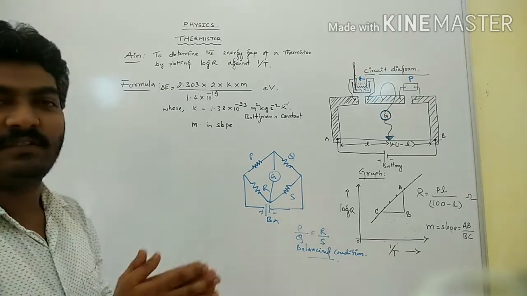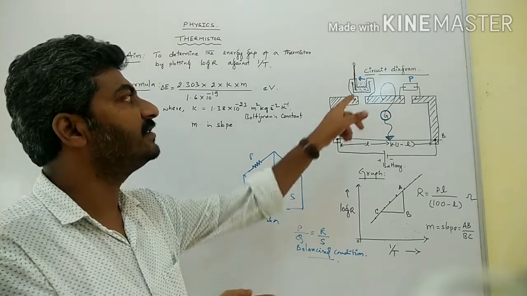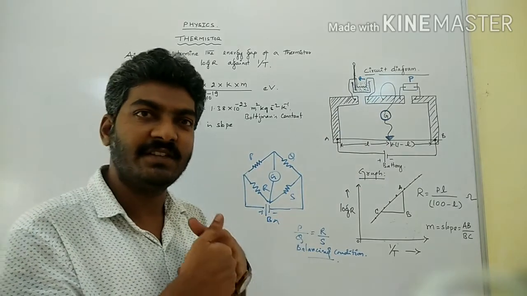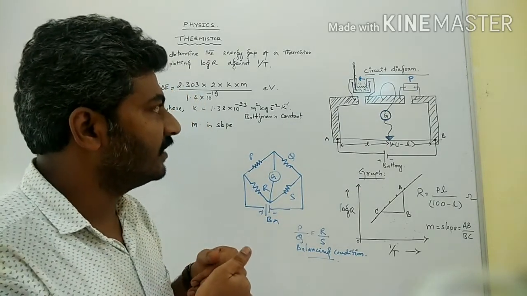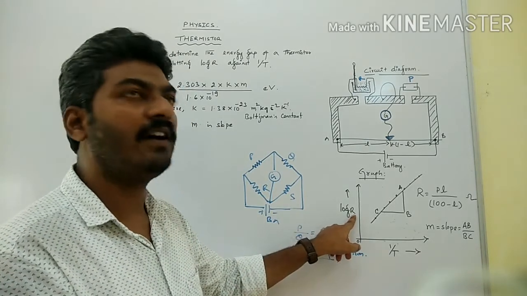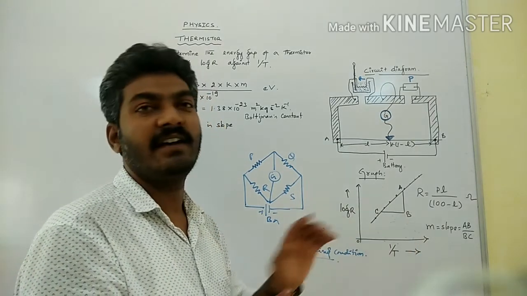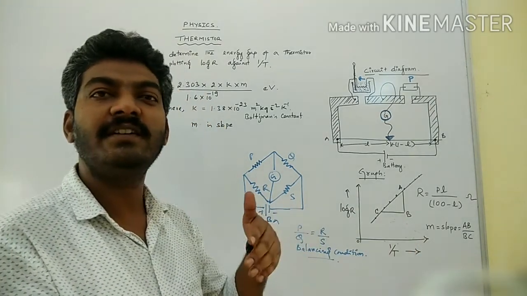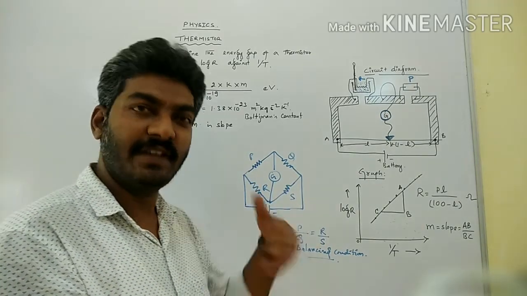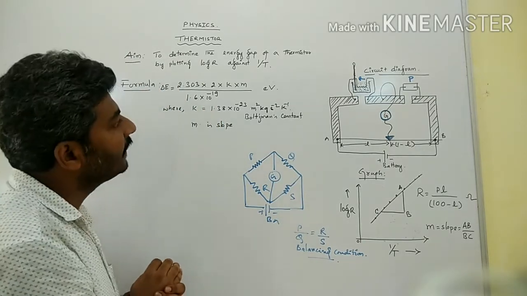The experiment is very simple. In this experiment, we need to find the resistance of the thermistor. By knowing the resistance of the thermistor, we can plot log of resistance for different temperatures. Log of R is taken along the y-axis and 1 over T is taken along the x-axis. By knowing different resistance values at different temperatures, we can determine the energy band gap of a thermistor.